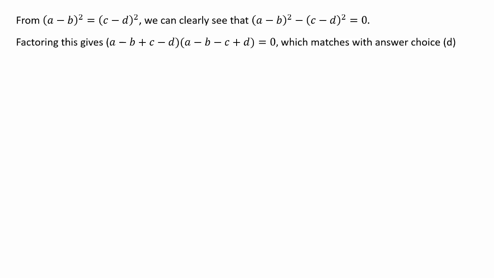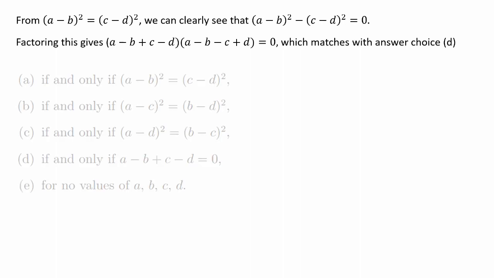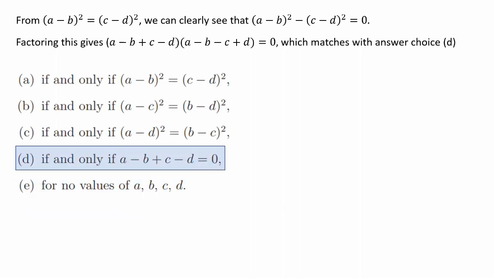a minus b squared minus the quantity c minus d squared is equal to 0. This is clearly the difference of 2 squares, and factoring this expression gives us the quantity a minus b plus c minus d times the quantity a minus b minus c plus d is equal to 0. And we can see that this matches with answer choice D. Hence, we would say that D is the correct answer.